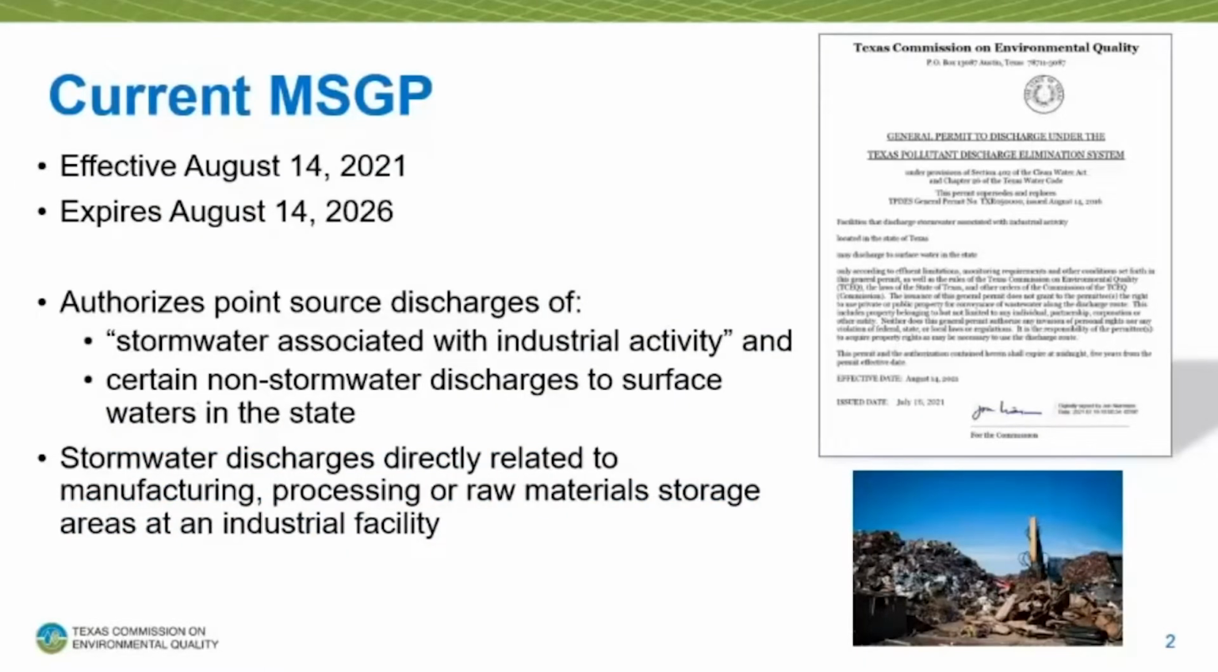So this is a quick look at the current multi-sector general permit. It was issued August 14, 2021, so just here pretty recently. All of our general permits have a 5-year life cycle, which means this general permit will be effective until August 14 of 2026. And of course, the multi-sector general permit is the stormwater general permit, which allows for discharges of stormwater associated with industrial activity, as well as certain non-stormwater discharges. And so that means stormwater discharges that are directly related to these facilities' manufacturing or processing and storage areas at the industrial facility.